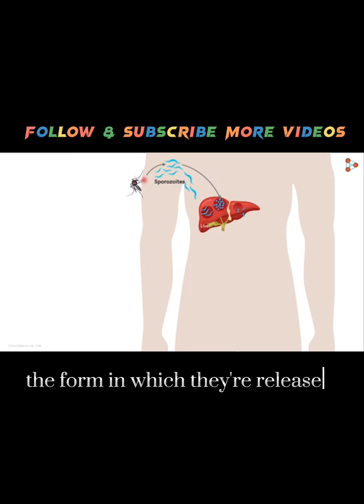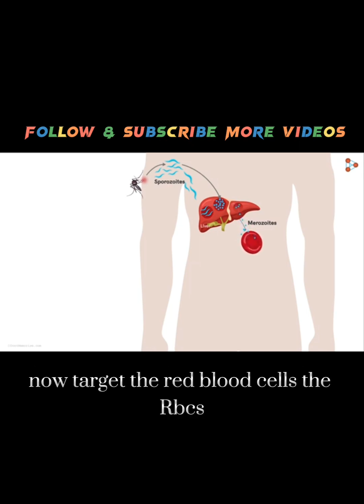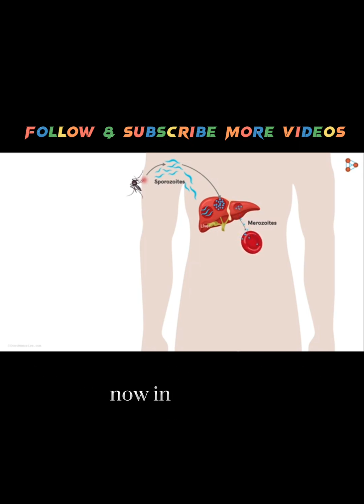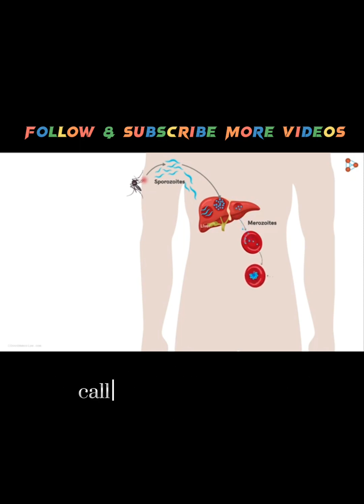The form in which they are released into the bloodstream is known as the merozoites. These merozoites now target the red blood cells, the RBCs. Now, in the RBCs, the merozoites develop into a ring-like structure called the trophozoite. This form can have two fates.